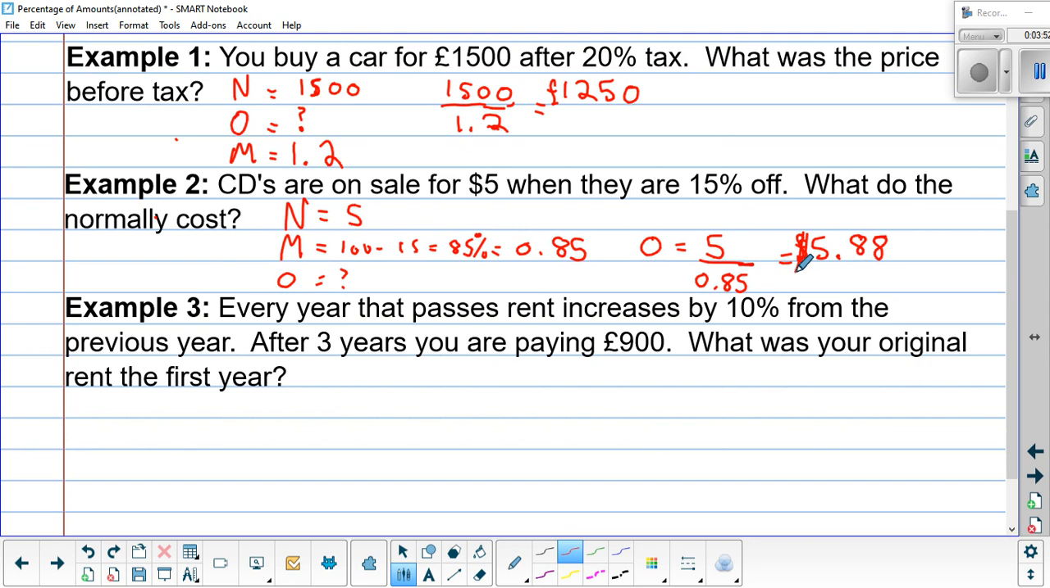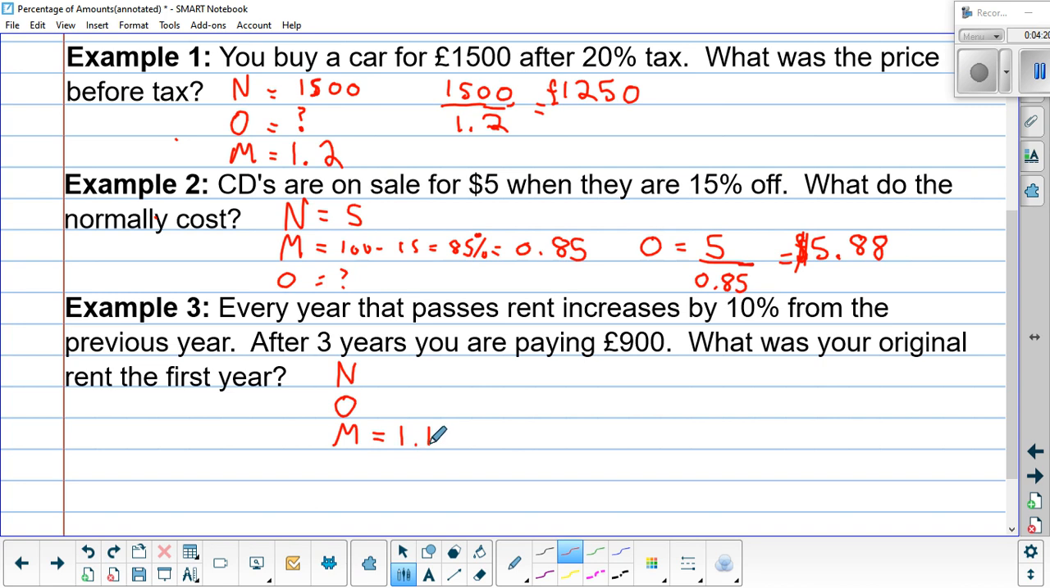Every year that passes, rent increases 10% from the previous year. After 3 years, you are paying $900. What was your original rent the first year? So how are we going to do this? We have N, O, and M. Rent increases by 10%, so that means this is going to be 1.1 for a multiplier.